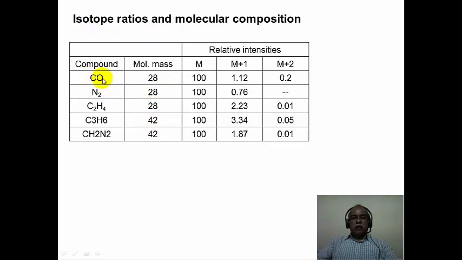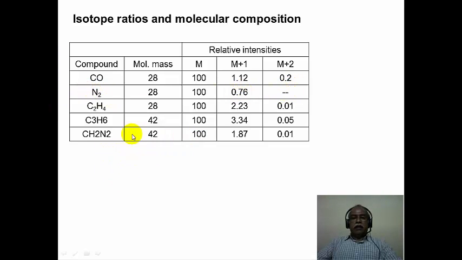Because the molecular composition and isotope ratios are interrelated, for carbon monoxide, for example, if the molecular ion peak is 100%, then the m plus 1 will be 1.12 and the m plus 2 will be 0.2. On the other hand, nitrogen will not have an m plus 2 because nitrogen 14 and 15 are the most abundant isotopes. Nitrogen 16 is not available, so you don't have an m plus 2. So if you register the molecular weight of 28 and look at the higher isotopomers, for example, if it has an m plus 1 as well as an m plus 2, then it is certainly carbon monoxide. The nitrogen, although having the same molecular weight, will not have the m plus 2 ion as the isotope peak.